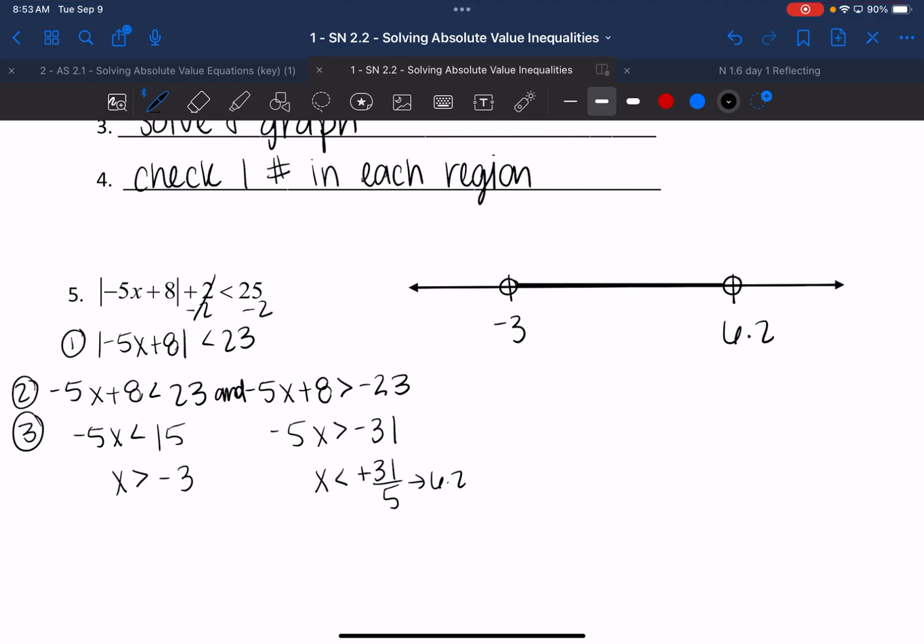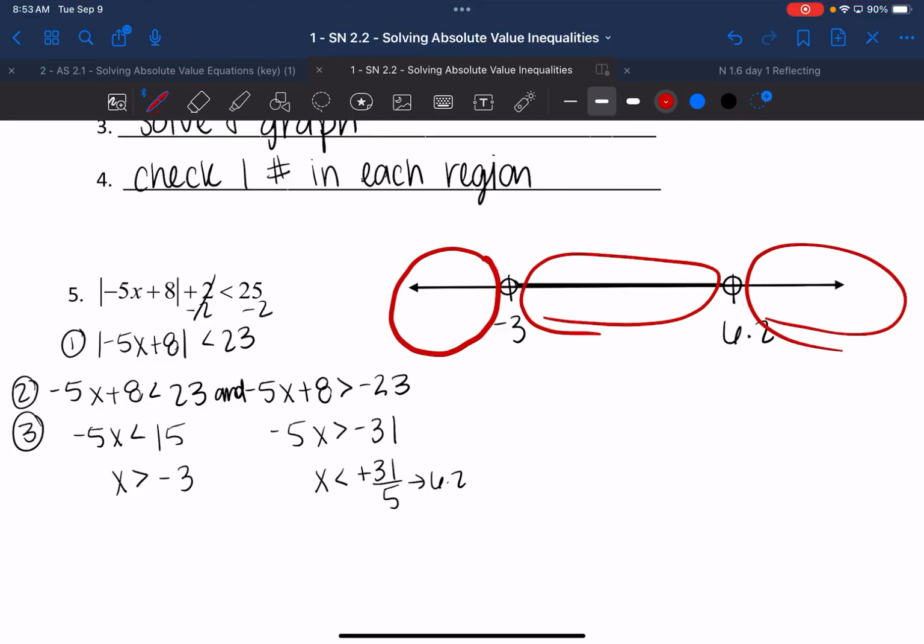All right. Then step number 4 is to check one number inside of each region. Okay? So your 3 regions would be over here, here in the middle, and over here on this end. So I'll call this regions 1, 2, and 3. You can pick any number that would fall in that region to check with, okay? So I'm going to draw a little line here, and we'll do all our checks over here. So what would be a number that falls in region 1? Negative 4. Perfect. So that's what I'm going to go check in the original, okay?